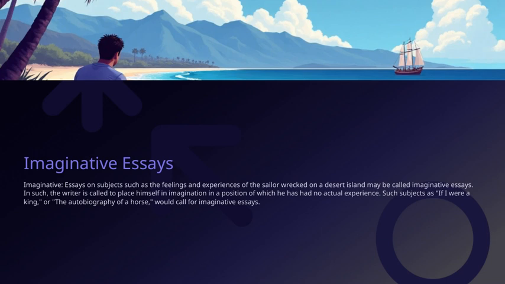Connecting this to the overall theme of the presentation, imaginative essays are a powerful way to develop creativity and empathy, allowing us to explore new perspectives and express ideas beyond our personal experiences. They remind us that writing isn't just about recounting facts. It's about imagining and bringing to life new worlds through words.